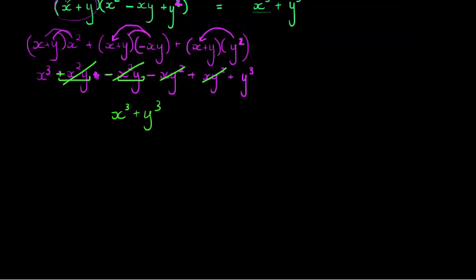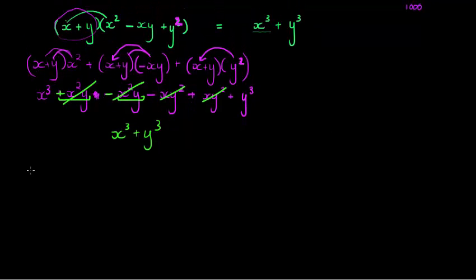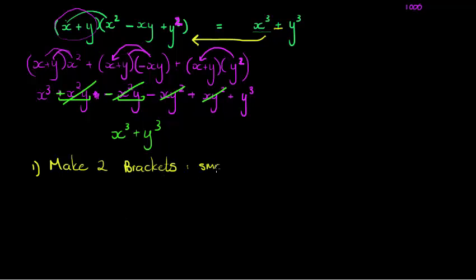Okay, so basically let me summarize what we've just seen. First of all, the idea is I want to go from this direction into that direction. I want to have the sum or difference of two cubes, and I want to factorize it into brackets, which first of all you make two brackets. Make two brackets. Okay, a small one that will take two terms, and a larger one that will take three terms.